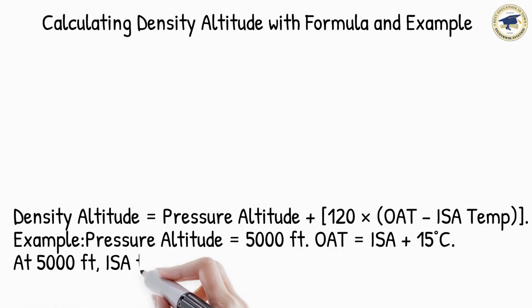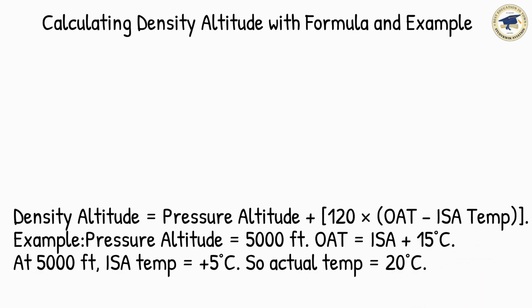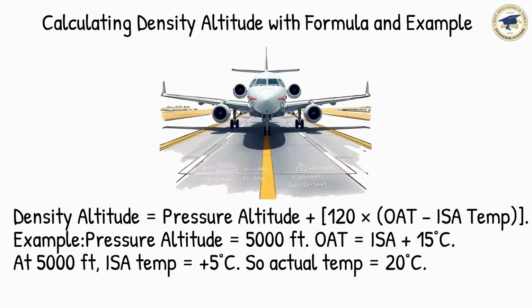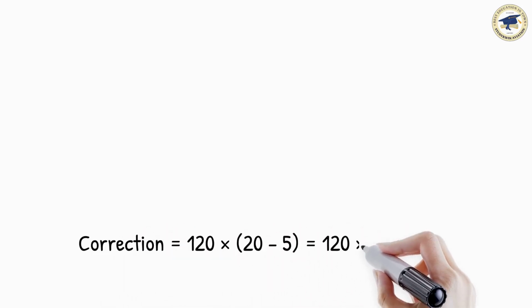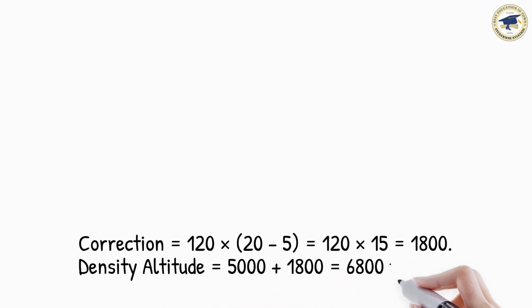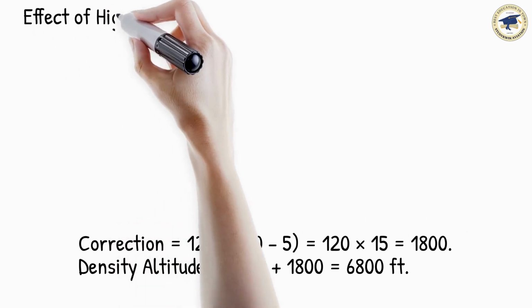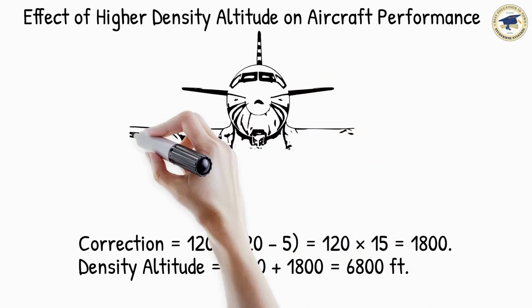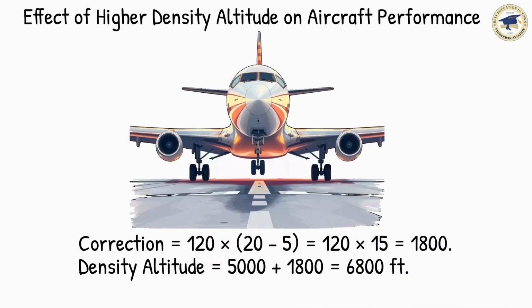Example, pressure altitude equals 5,000 feet. OAT equals ISA plus 15 degrees Celsius. At 5,000 feet, ISA temp equals plus 5 Celsius, so actual temp equals 20 Celsius. Correction equals 120 times 20 minus 5 equals 120 times 15 equals 1,800. Density altitude equals 5,000 plus 1,800 equals 6,800 feet. That means the aircraft performs as if it's at 6,800 feet, not 5,000 feet. Notice, higher density altitude reduces lift and engine power. This is why hot and high airports are challenging.